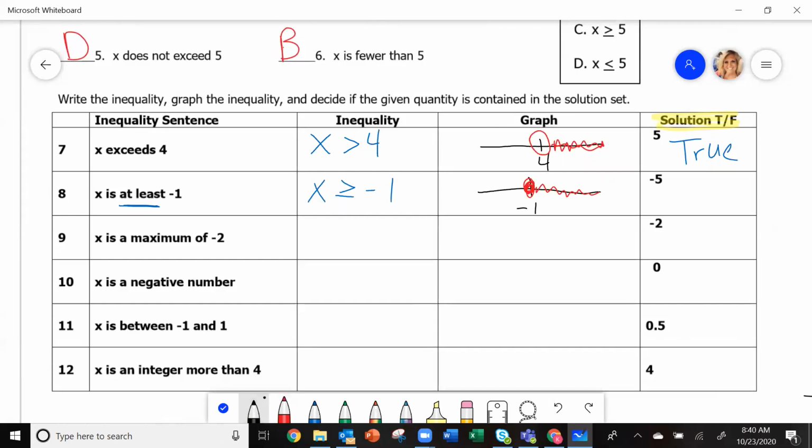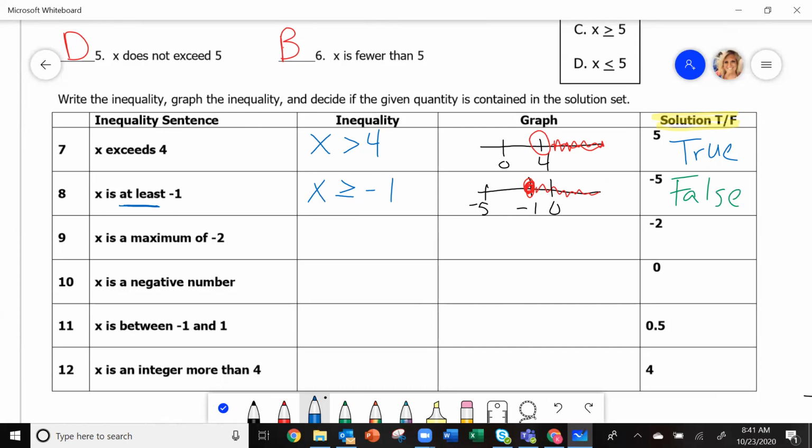Now, what may help you is trying to figure out where the 0 is on the number line. Like the one before, the 0 would be here on a number line. Is -5 in the solution set? -5 would be over here to the left. Is it in the shaded area? No. So this is false.